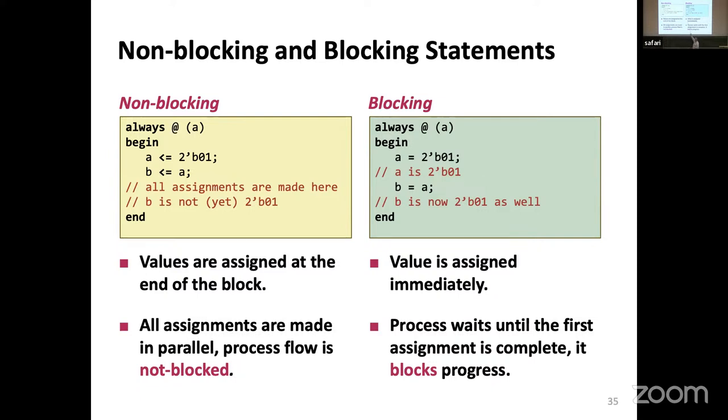Blocking statements, on the other hand, that was a question just a second ago, use a simple equal, and it means that whenever I write A equals 0, 1, whatever, A, before I do the next assignment, already has that value. And then B equals A, and B will have this value, whereas in the first one, it will not. Now, this looks like something you should care about, right? Who thinks this is very, very important? It's not, okay?